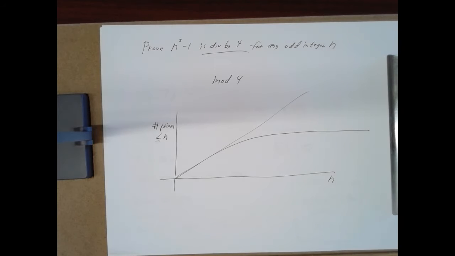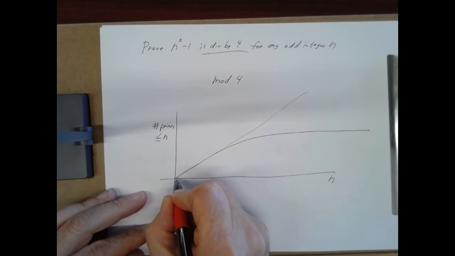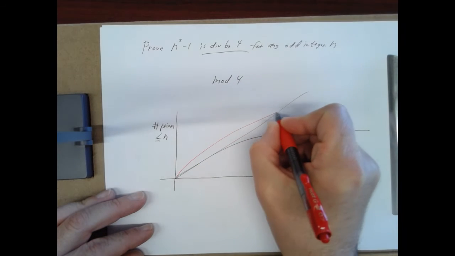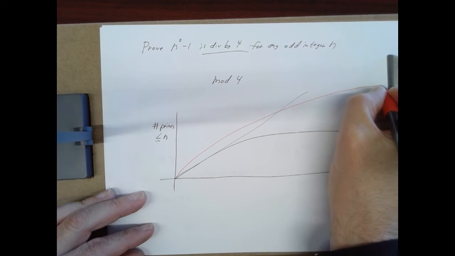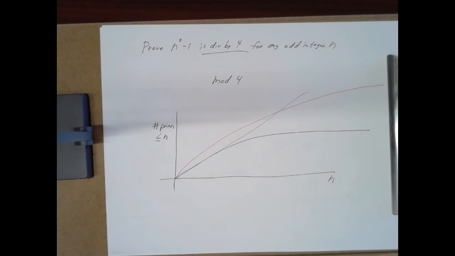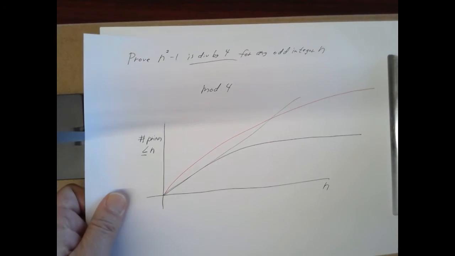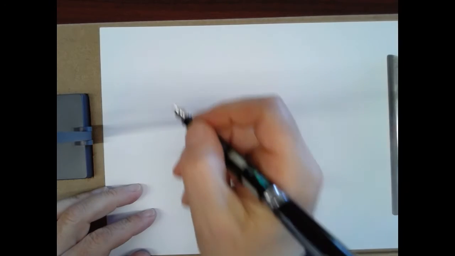But in fact, it looks something like this. Right? It grows, but it starts off growing pretty quickly, and then it starts to level out. And it never gets completely level, but it grows less frequently as n gets larger. So there's a theorem about the nature of this. And this is called the prime number theorem.